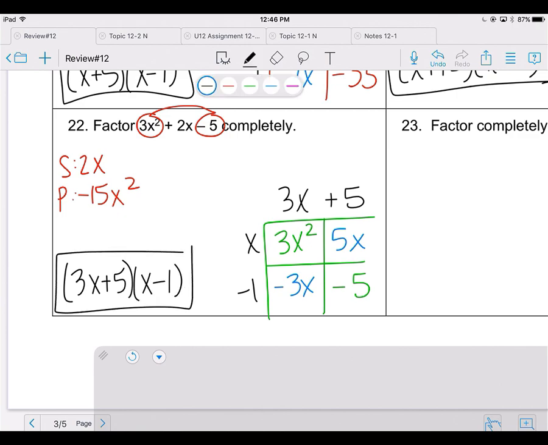Keep in mind, as we've said in class, anytime you have a leading number that you cannot take out with a GCF, you must have at least one leading number in your factors.